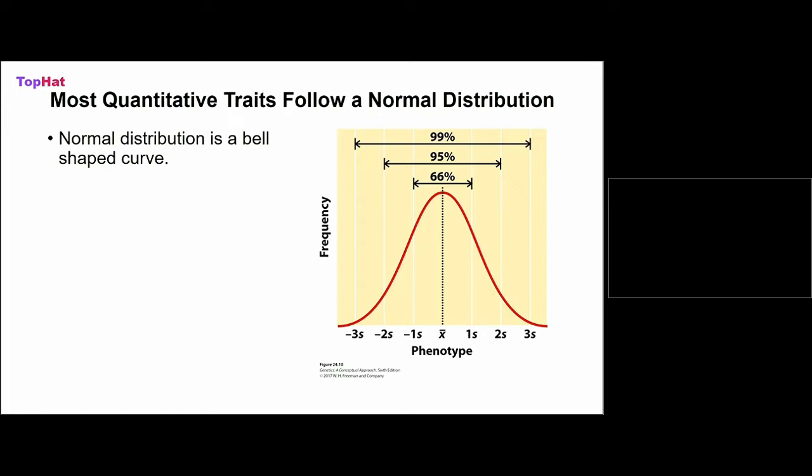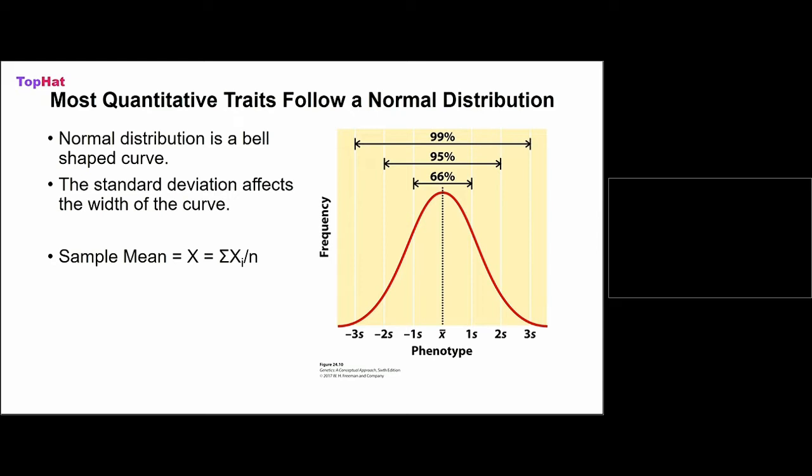If we go out 1 standard deviation away from that average, that encompasses about 66% of our population. If we go out 2 standard deviations, that encompasses about 95% of our population. If we go out 3 standard deviations, that encompasses about 99% of our population. So the standard deviation affects the width of the curve. If the standard deviation is very small, your curve is going to be very skinny. If the standard deviation is very large, your curve is going to be a lot fatter. Right?